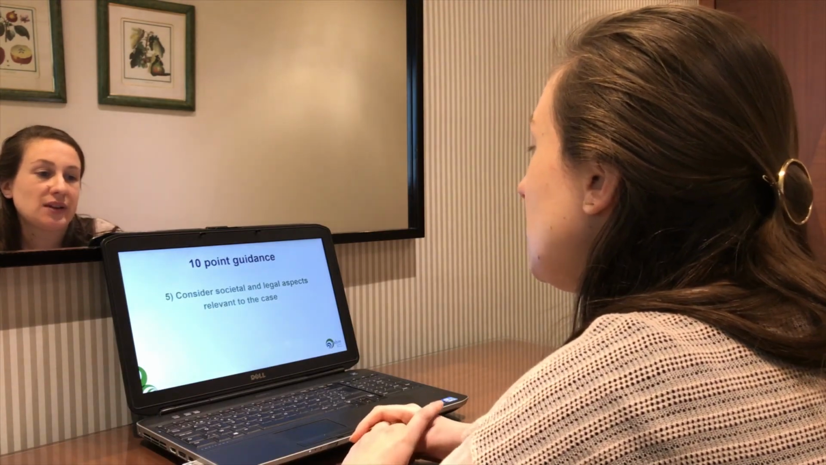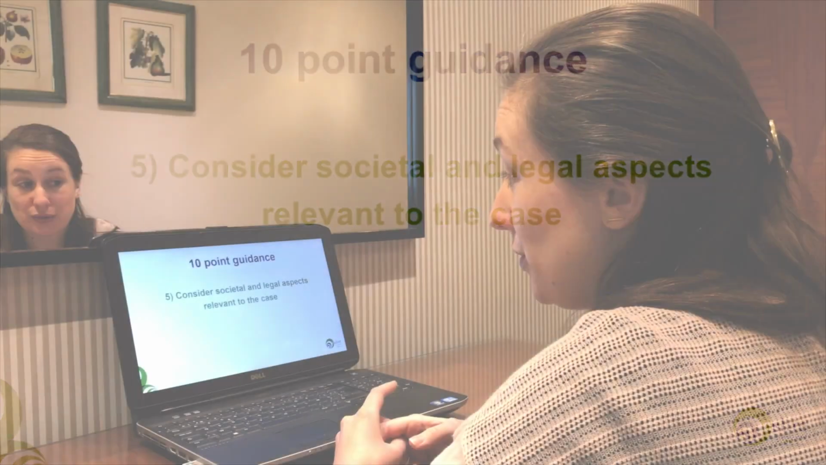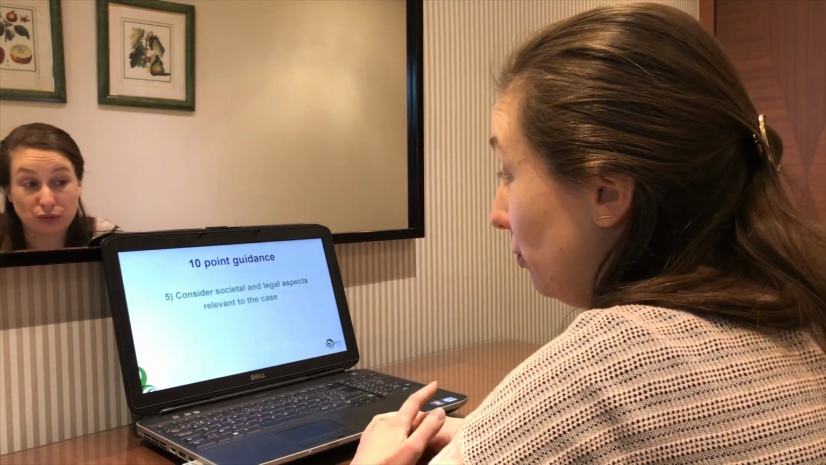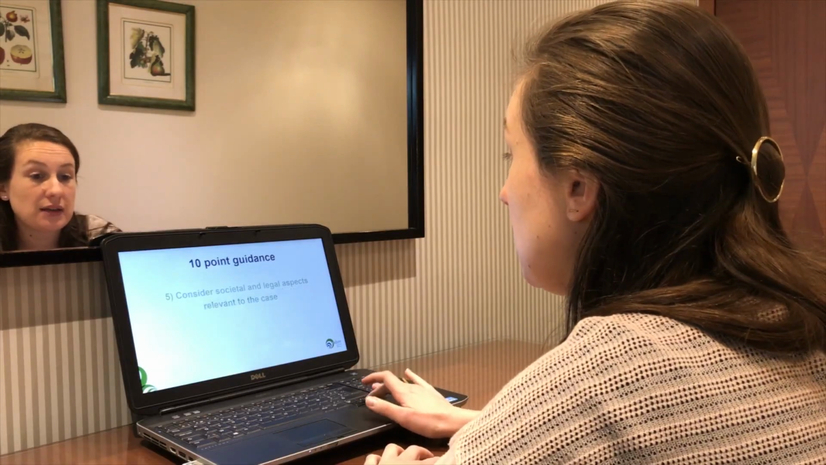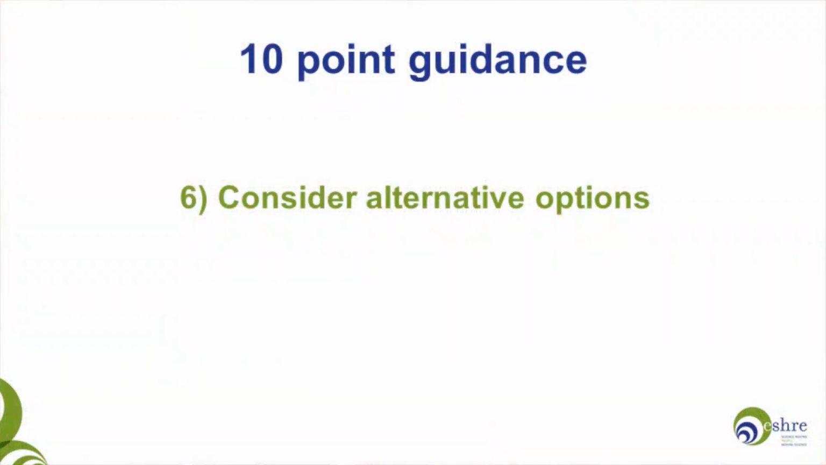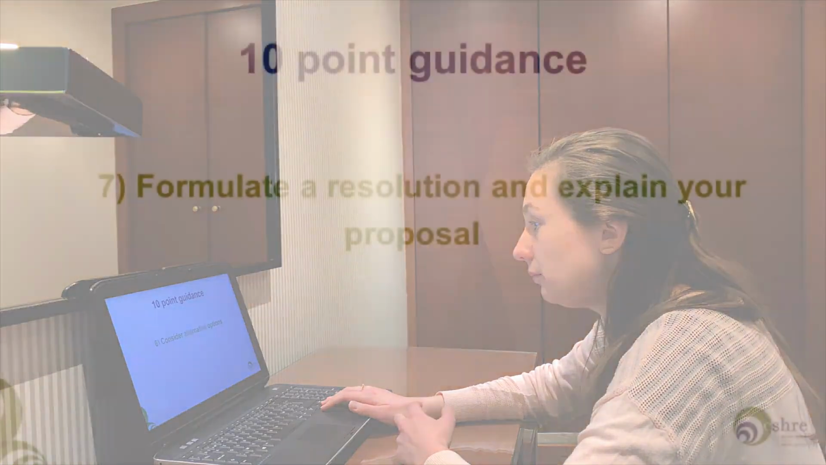So the 5th point is that you have to consider the societal and legal aspects which are relevant to the case. In this case, there are no societal aspects. The legal aspect is the fact that there is no law in Belgium regarding surrogacy. You should also consider alternative options. So for this couple, they should consider not having children. They could consider adoption, and they could consider foster care.